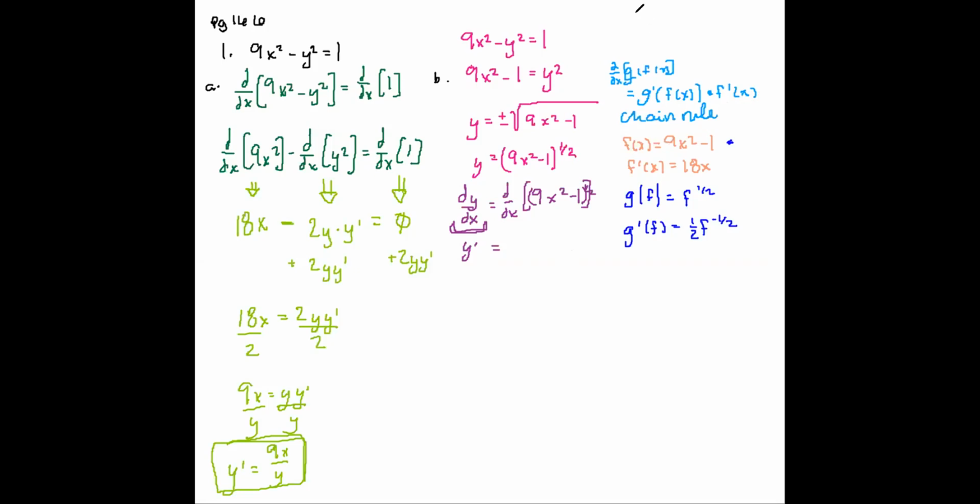So let's put this all together. We have g prime of f, so that's 1/2 times f to the negative 1/2, and f is equal to 9x squared minus 1, times f prime, which is 18x. So I'm going to simplify this. 18 divided by 2 is 9x, times 9x squared minus 1 to the negative 1/2. I can rewrite this as 9x over the square root of 9x squared minus 1.